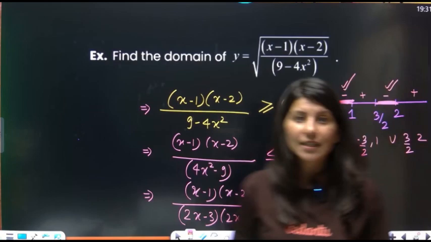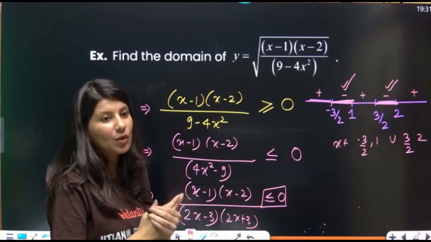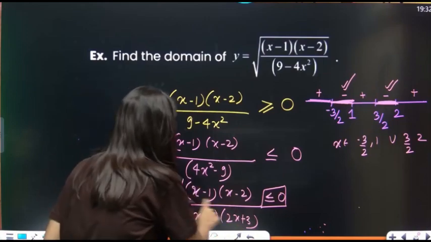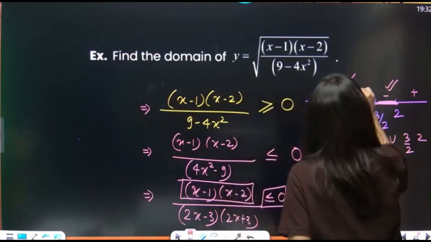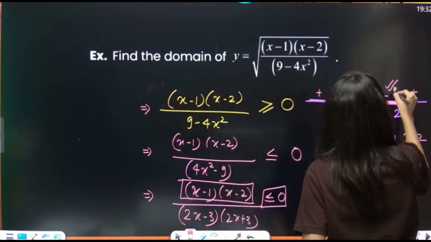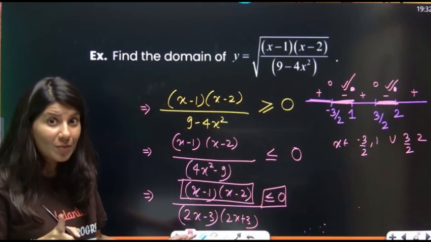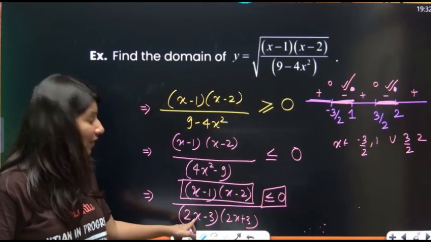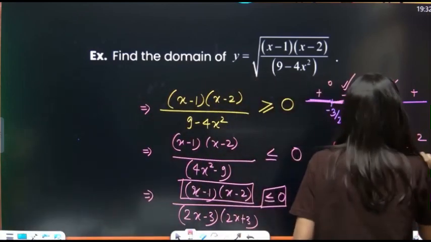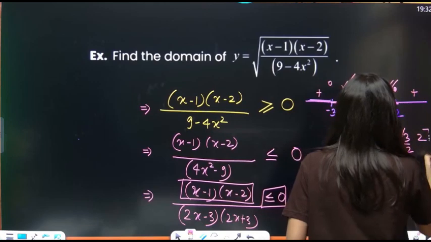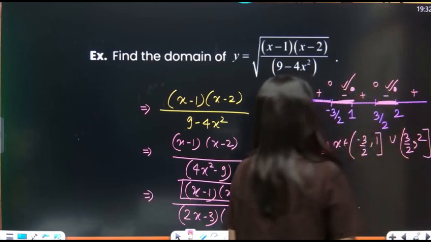But here is a catch. Equality is there, so obviously a close bracket you need to apply, but where? Only in the numerator. That means 1 and 2 will have a close bracket. And 3 by 2 and minus 3 by 2 are in the denominator. Denominator cannot be 0. Remember, if you put 3 by 2, this will become 0, which is wrong. So 3 by 2 and minus 3 by 2 will be open, 1 and 2 will be closed. This is your final domain.